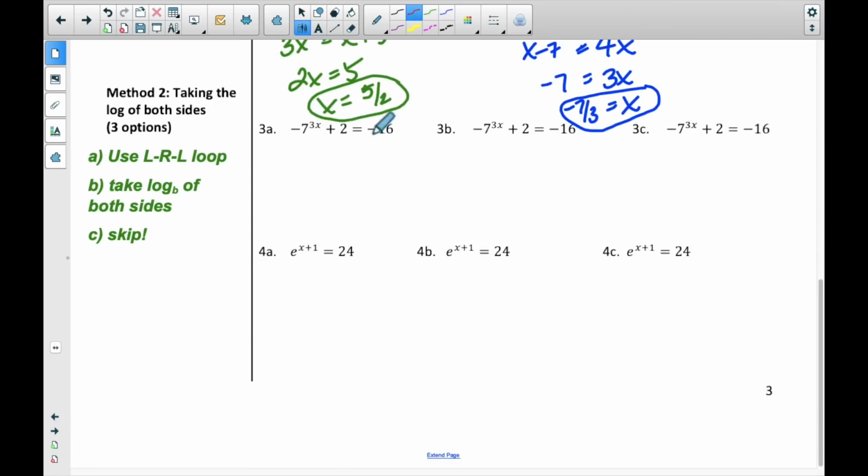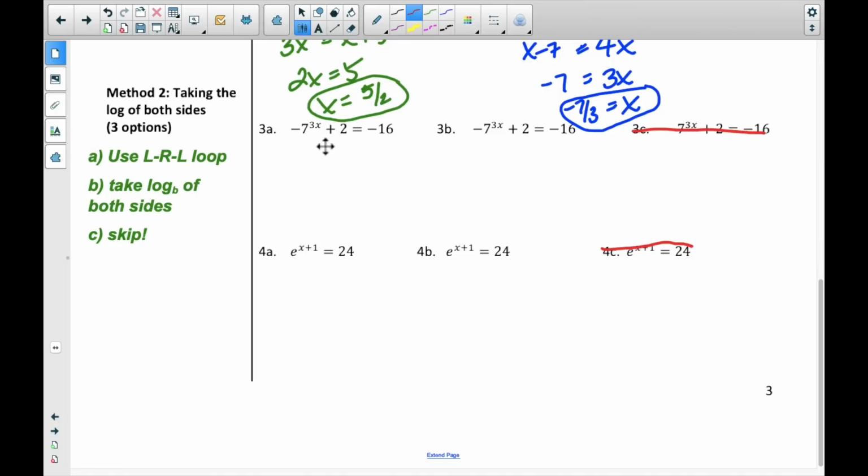On these, as I was going through here, I think we're going to skip part C on both of these. What I've done is I've rewritten the same equation twice. We're going to use it once using the left, right, left loop rule. We're going to do it again taking the log base b of both sides. The third method was to take log base 10 of both sides, and I just don't think we need to do that method. I think we have enough with this that we can get a good start.